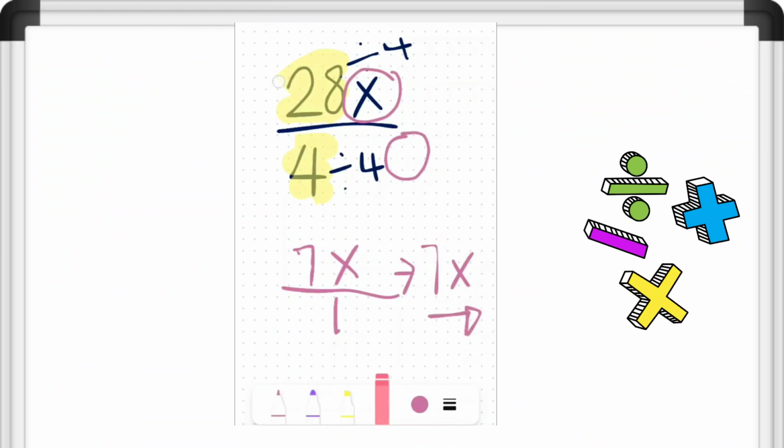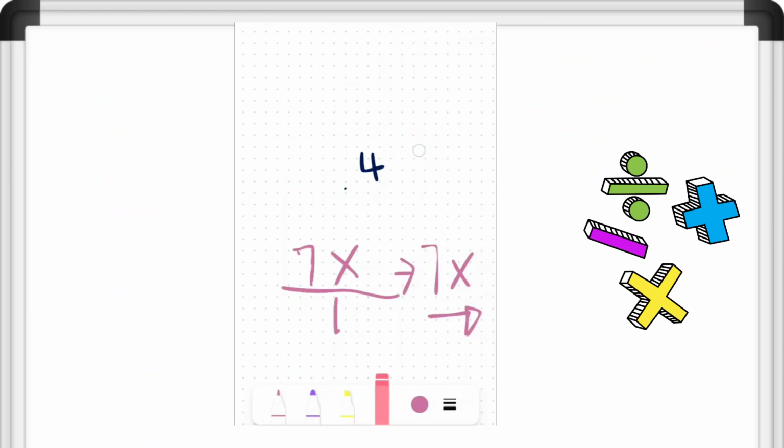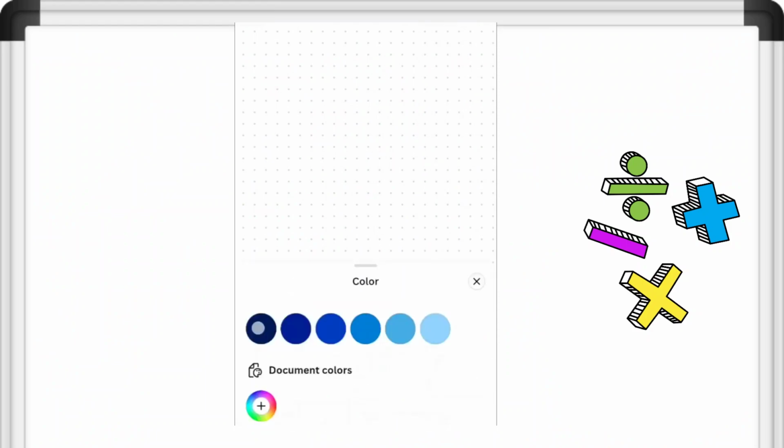Okay, if we go down to D. So D, just change this up. Okay, doesn't want to change anything. There we go.